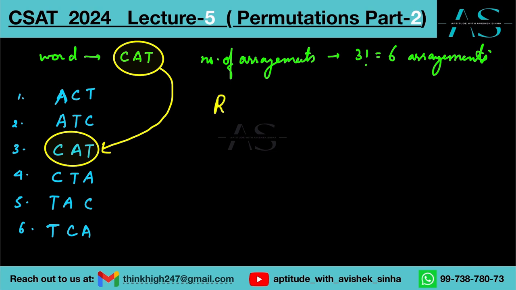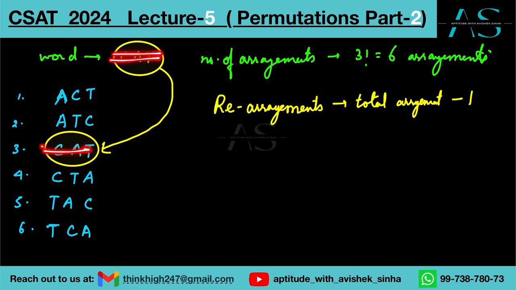Number of rearrangements: in how many ways can you rearrange this particular word? The answer is always total permutations, or total arrangements, minus 1, because we omit that particular arrangement. So the answer would have been 1, 2, 3, 4, 5. That is 6 arrangements minus 1, which is 5.